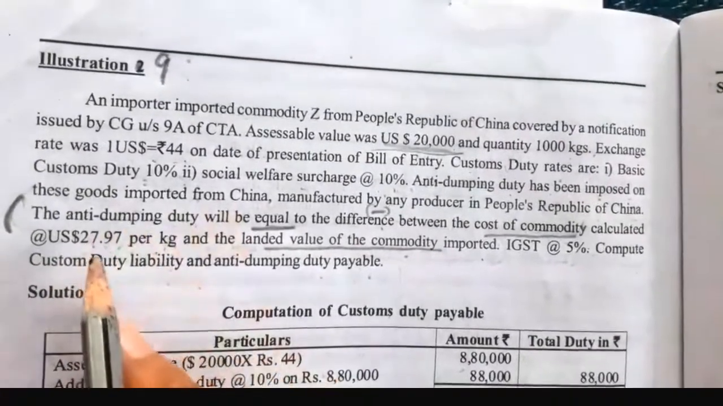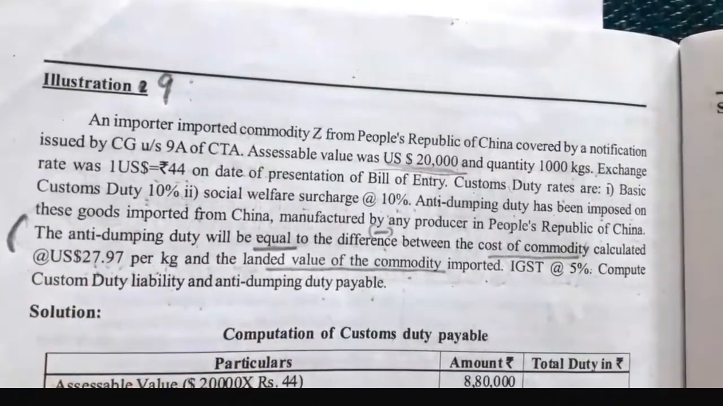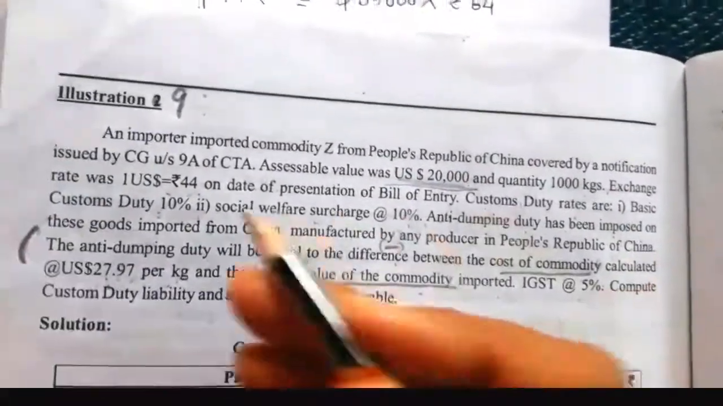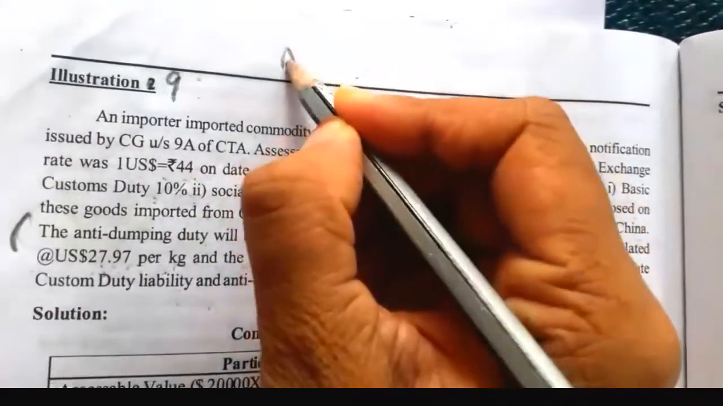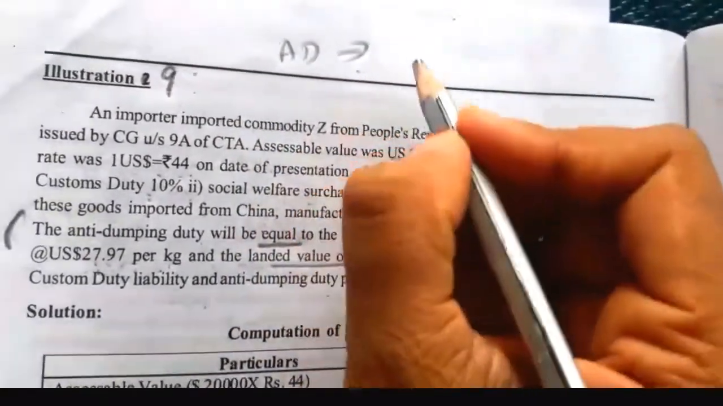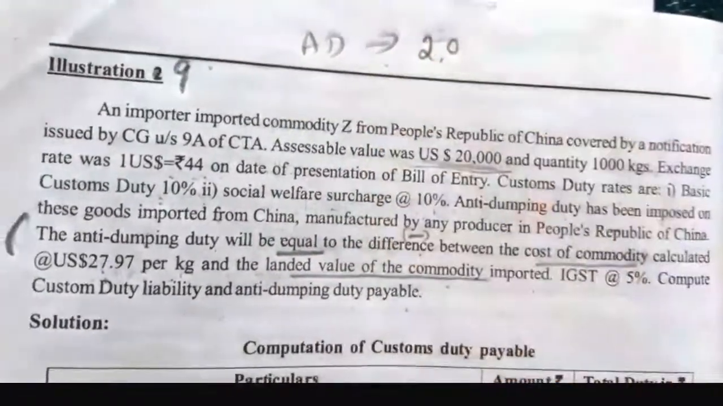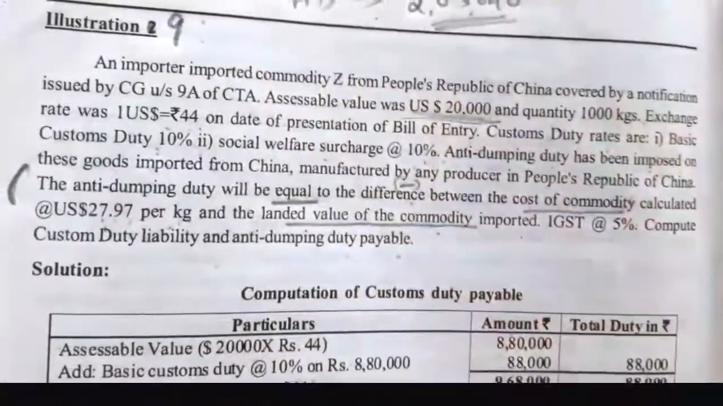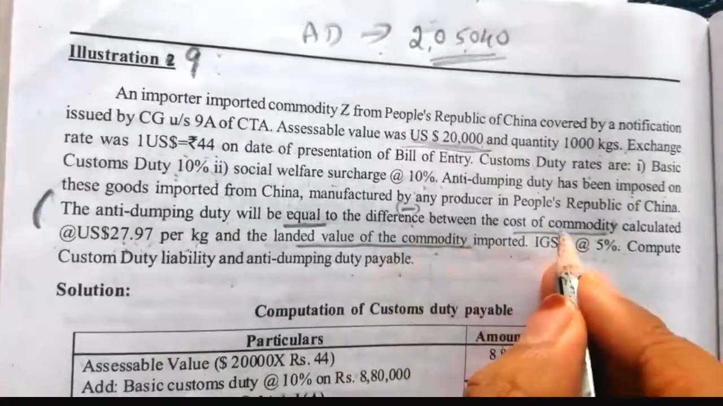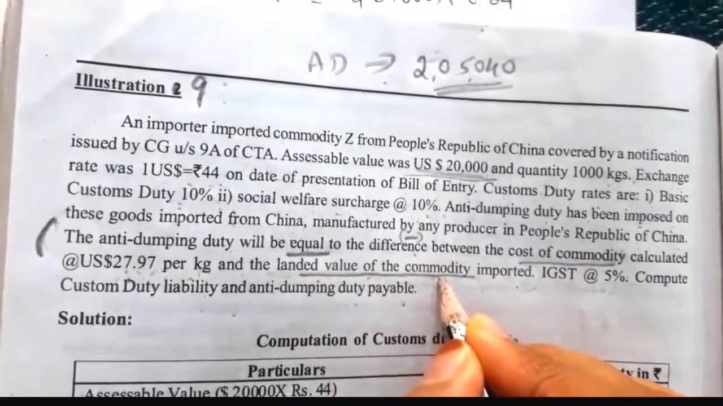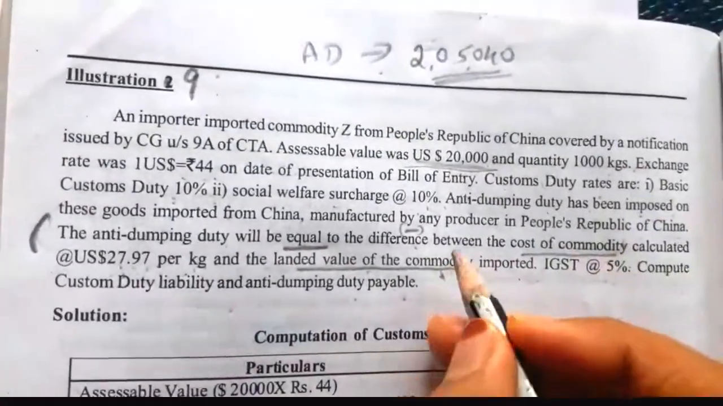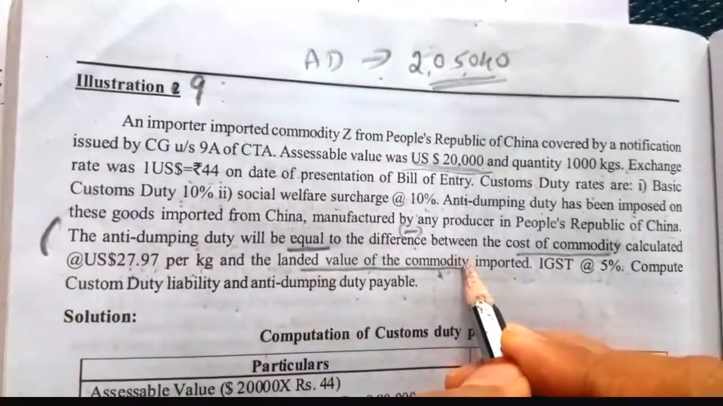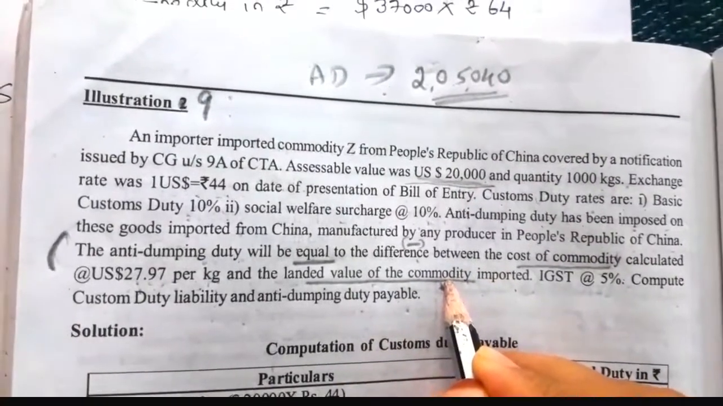You are going to get the cost of commodity in dollars. Now we have to convert to Indian rupees, so that is into 44. So the anti-dumping duty you will get is equal to 2,05,040. Okay, that is the anti-dumping duty you are going to get. Next we have to compare with the landed value of imported commodity. So anti-dumping duty should be added later after computing the landed value. So it is similar to the previous illustration.